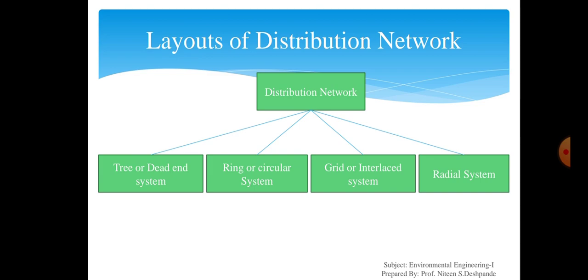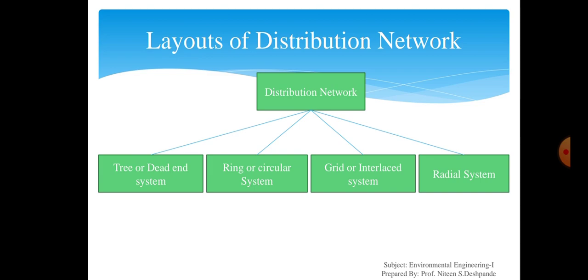Now the layout of the distribution pipe network is: the distribution pipes are always laid below the roads prevailing in the town. They are laid on one side of the road, keeping the other side of the road for laying of sewers in the future. The layout of pipelines naturally follows the patterns of the roads. The following are the 4 types of systems. In the flowchart you can see there are 4 types of distribution networks.